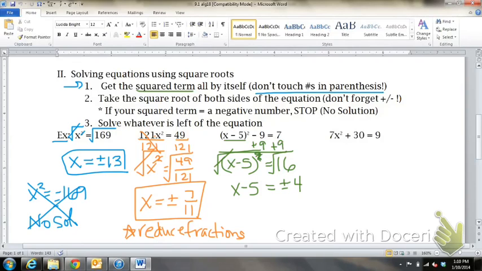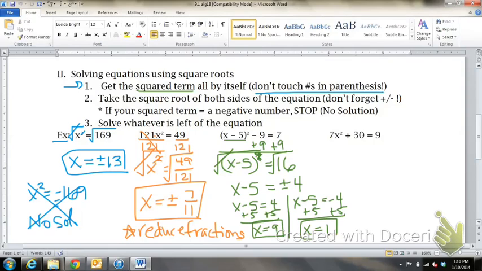Now at this point, and this is the only time this happens, you have to set up two equations. x minus 5 equals positive 4, and x minus 5 equals negative 4, because you're going to get two very different answers. Solve each one just like normal, so add 5. x equals 9, that's one answer. Add 5, and x equals 1, that's the other answer. This only happens when you have parentheses being squared. You have to do two separate equations.